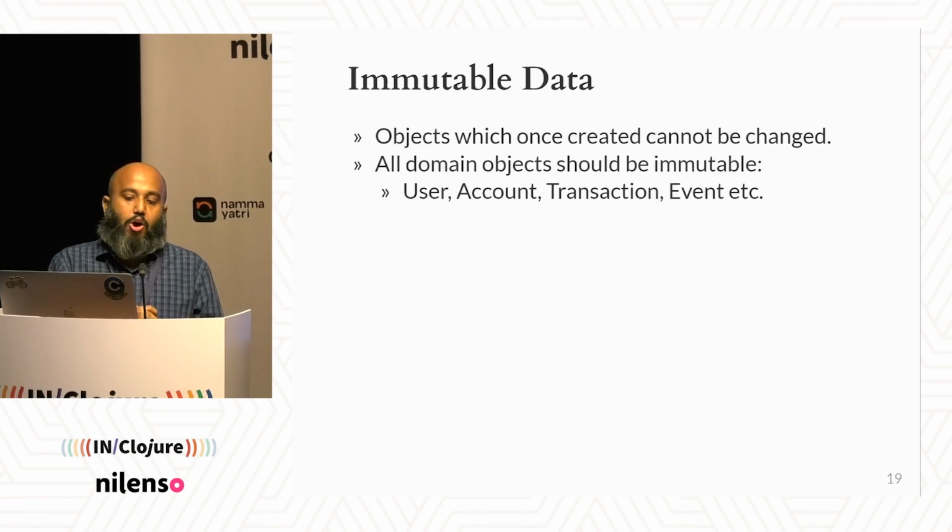The idea is that all your data, or objects or structs or whatever you call them, once created cannot be changed. This used to be a big no-no back then when performance was a big deal, but now computers and compilers and runtimes are so fast that it's completely okay to create new objects, hundreds of thousands of objects every second. So the idea is that all of your domain objects should be immutable, things like users, accounts, transactions, events, everything. Everything should be immutable.